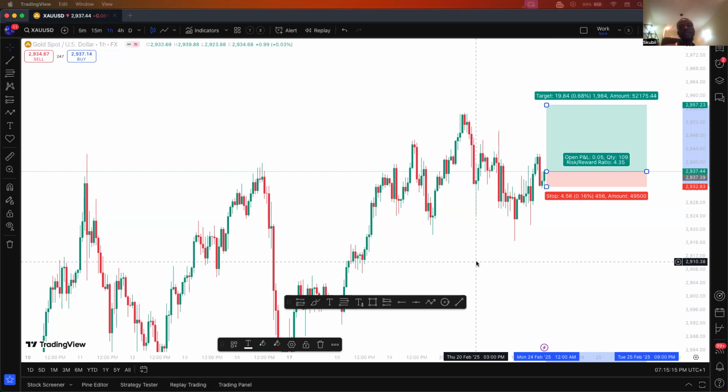Do you understand? So we're going to be looking at how to set our take profit and stop loss, and then why we set them at those levels. Do you understand?